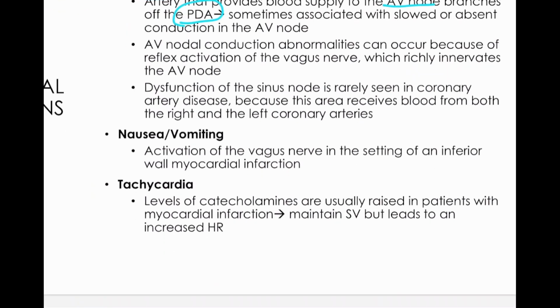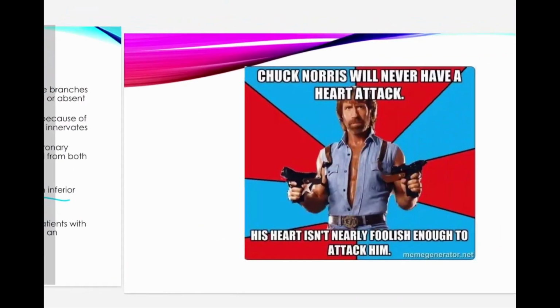Nausea and vomiting, vagus nerve gets activated, especially in an inferior wall MI. Tachycardia can also happen as well. This is usually due to the catecholamines, due to the stress response of having a heart attack. Your catecholamines are going crazy, your epi, norepi, so your heart rate's going to go up, your pressure goes up, trying to overcome the stressful environment. Okay.